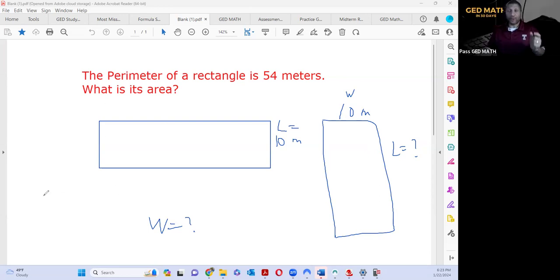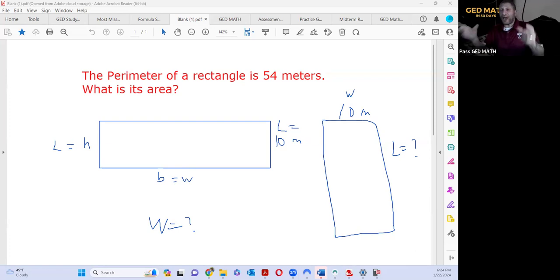When we talk about a triangle, we say half base times height. When we talk about a parallelogram, it's base times height. Again, we could call this our base and this our height. We can call this our length and this our width. It doesn't matter. What you have to understand is there are two dimensions.